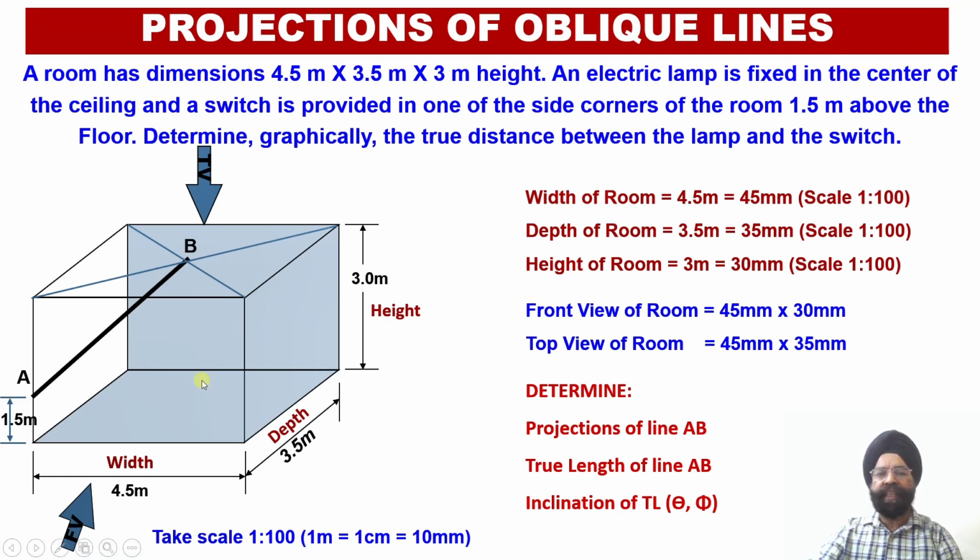And using these projections of the oblique line, we are going to obtain the true length of the line AB and the true inclinations of this line AB with respect to the horizontal plane and the vertical plane, that is the angles theta and phi. We are going to evaluate using the principles of the rotation of the line method.